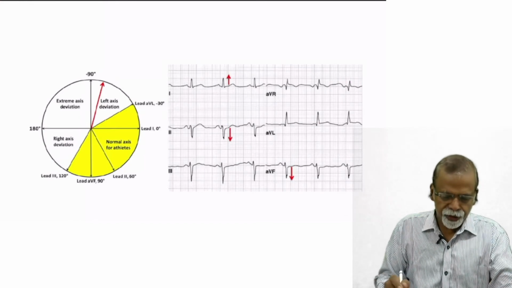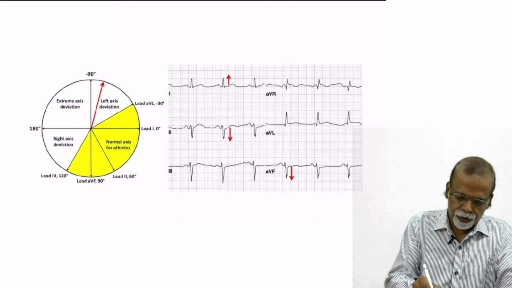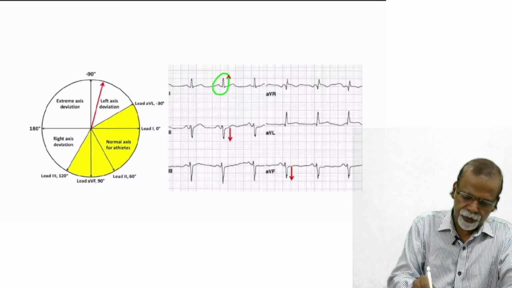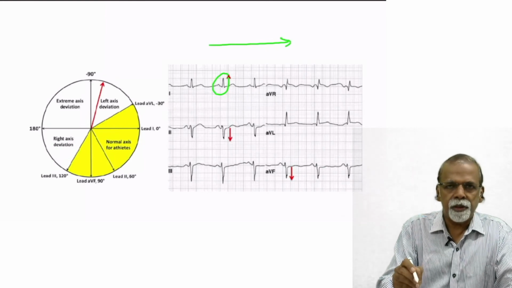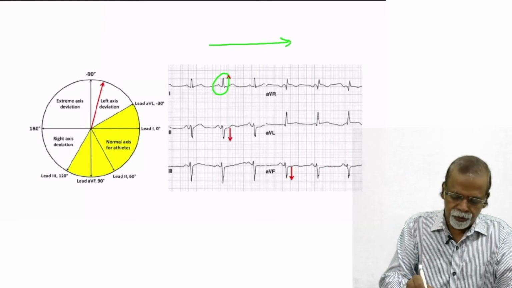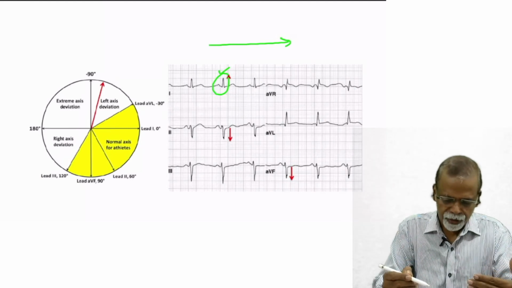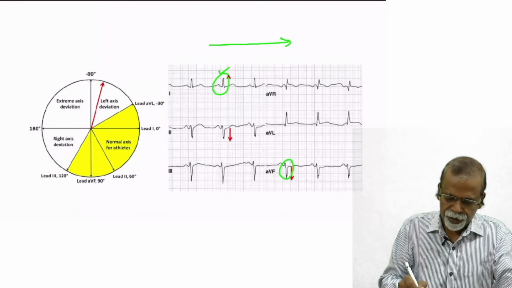In this ECG, look at lead 1. You can see it is dominantly positive. So what is the direction? The current is going in the direction of lead 1, that is why you got a positive deflection. Now we take the AVF. See, the AVF is predominantly negative.